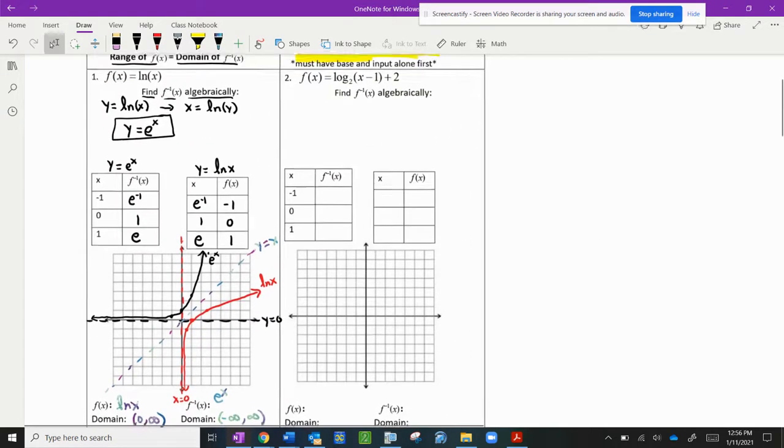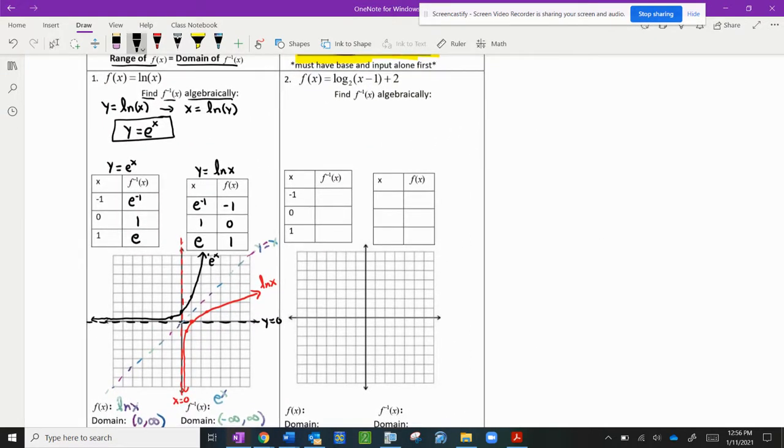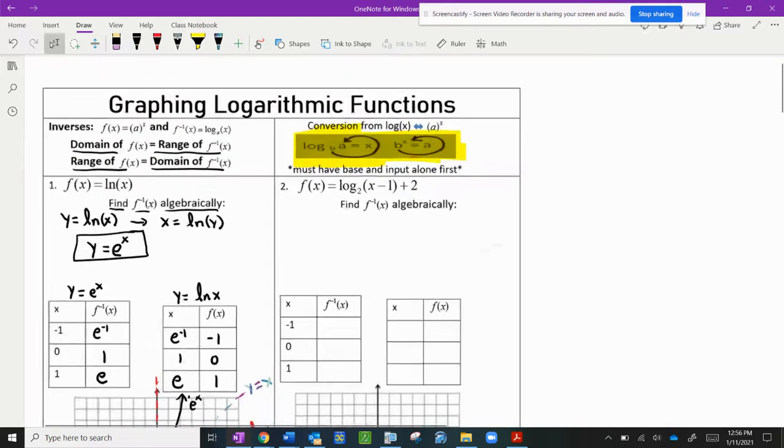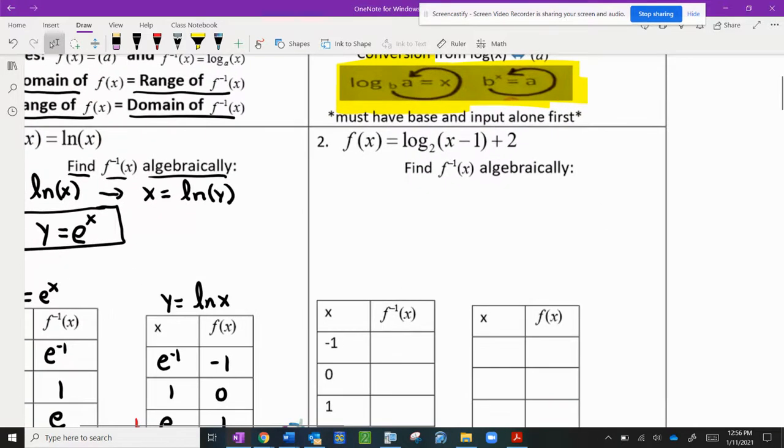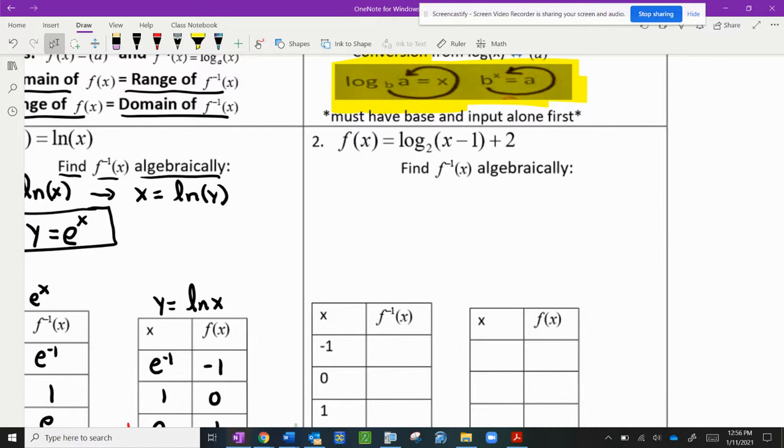So let's look at one more. Let's look at a little bit more complicated one for inverse-wise. Let's look at this: log base 2 of x minus 1, plus 2. And what I'm going to do again is switch my x's and y's to find the inverse.